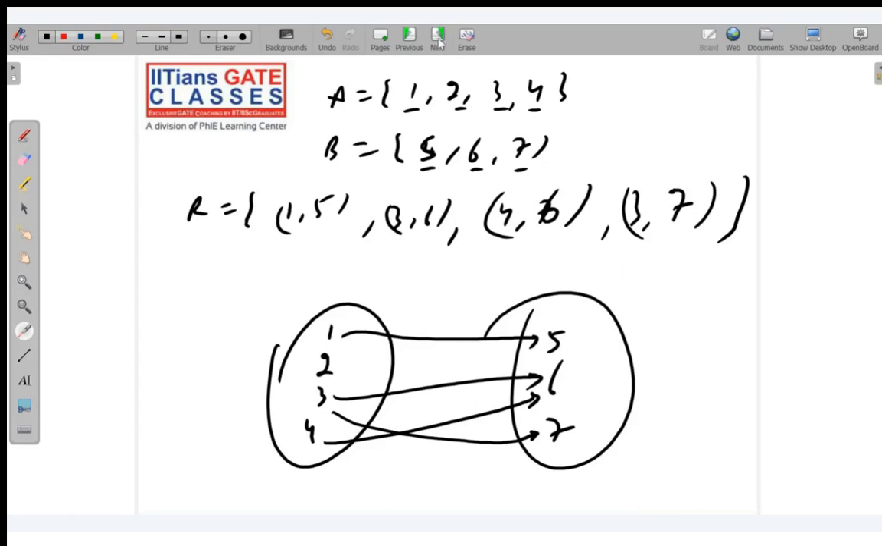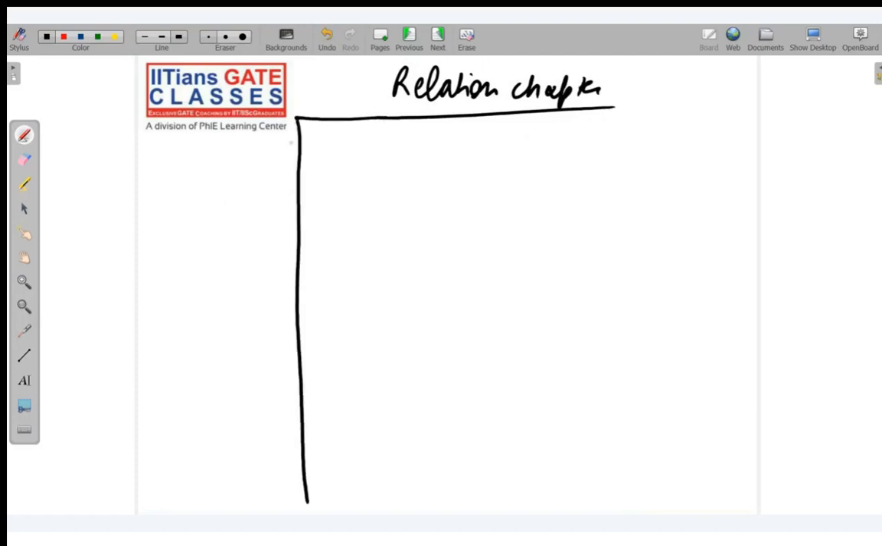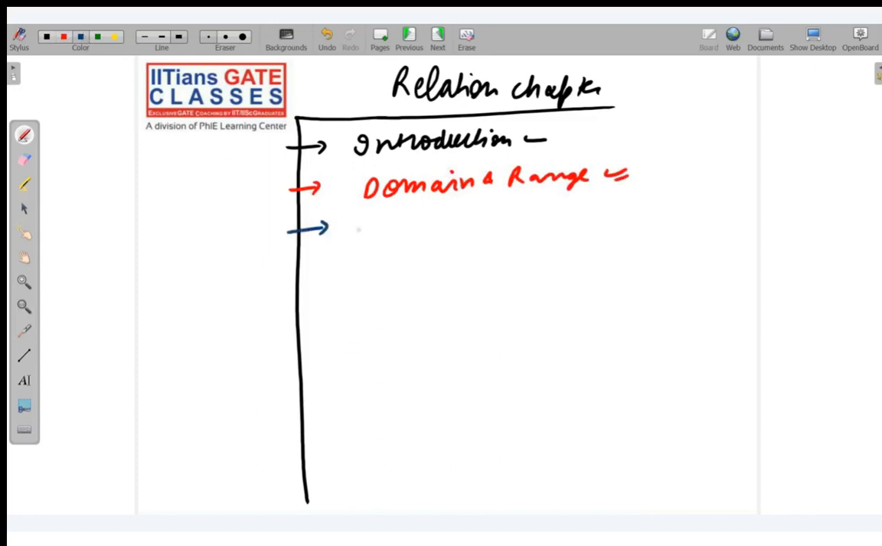Okay, so now we have started our new chapter, the relations chapter. In this chapter, we are going to study a total of 10 topics. The very first topic is introduction to relations. Introductory part is over. The next topic will be domain and range. This is very important: finding the domain and range of relations. Questions have come many times. Next will be relative sets. One or two questions have been asked on this topic also.